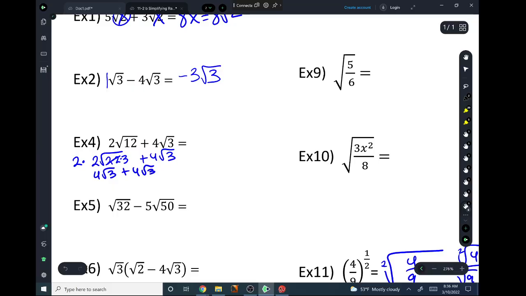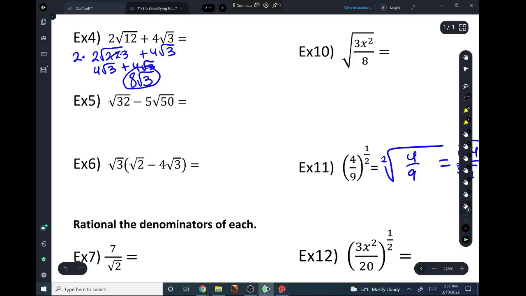Okay, stop. Make sure that makes sense to you, what happened. I simplified root 12 to see if maybe they simplify to the same thing, and they do. So now I can add them. So 4 root 3 plus another 4 root 3? 4 of those plus 4 of those makes 8 of those. 8 root 3. That's easy. It's not hard.